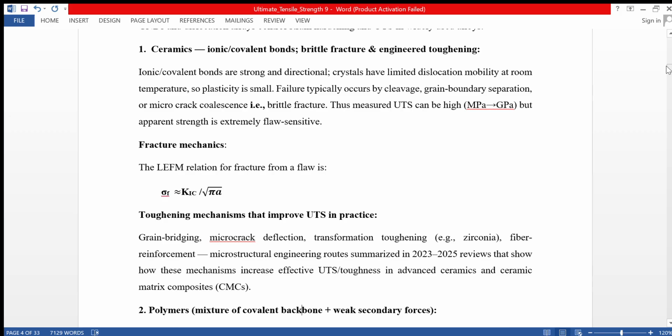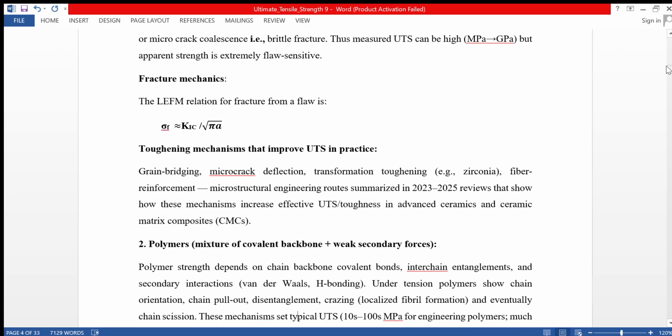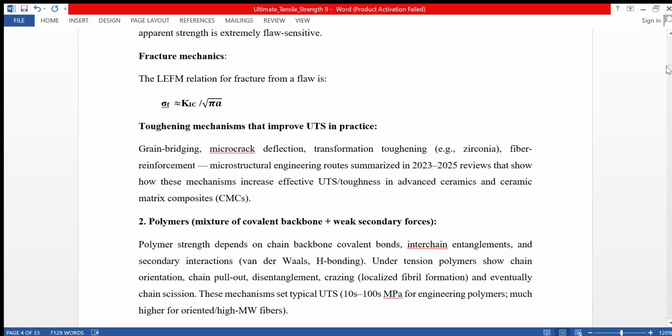Toughening mechanisms that improve UTS in practice: grain bridging, microcrack deflection, transformation toughening, and fiber reinforcement. Microstructural engineering routes summarized in 2023 to 2025 reviews show how these mechanisms increase effective UTS or toughness in advanced ceramics and ceramic matrix composites.